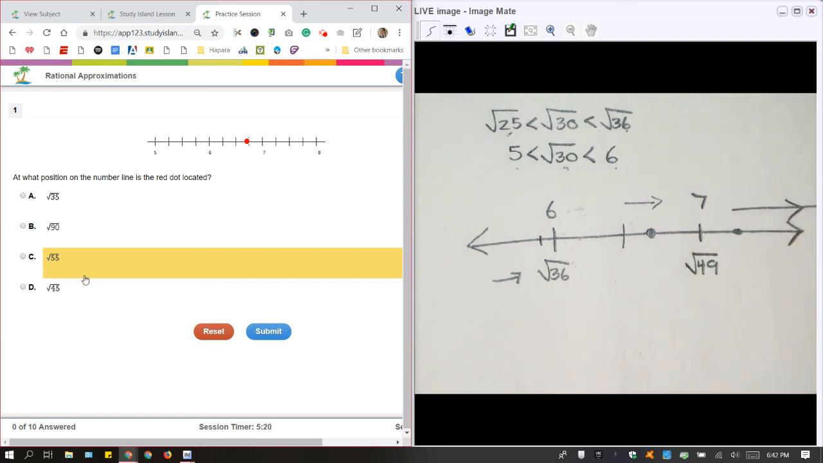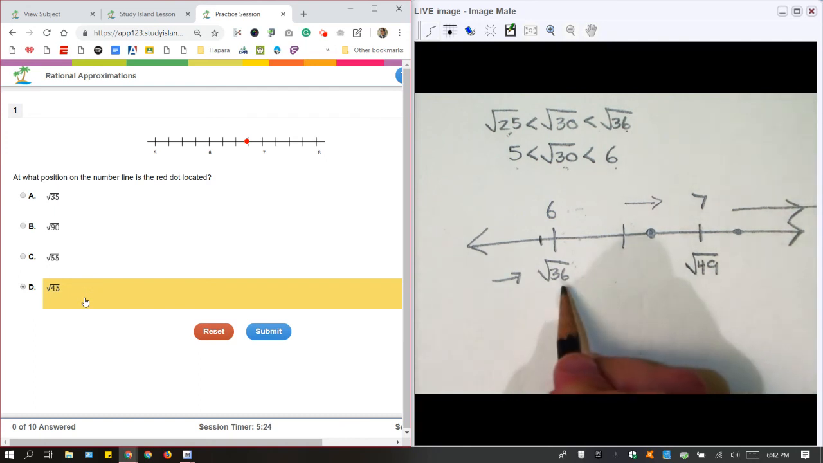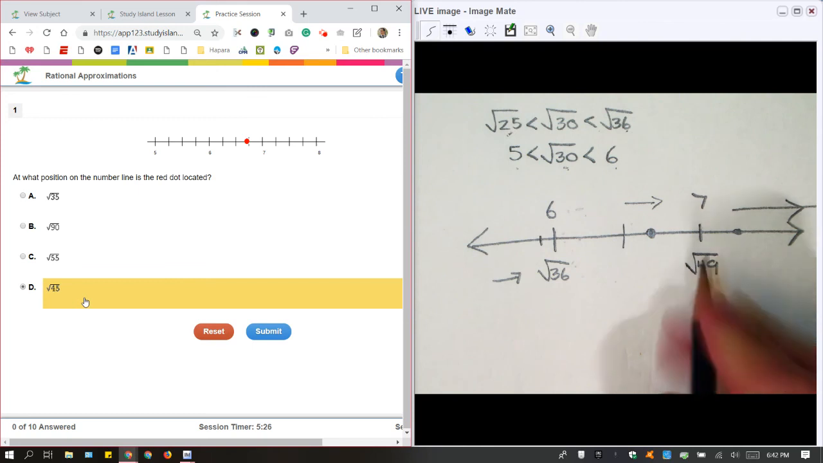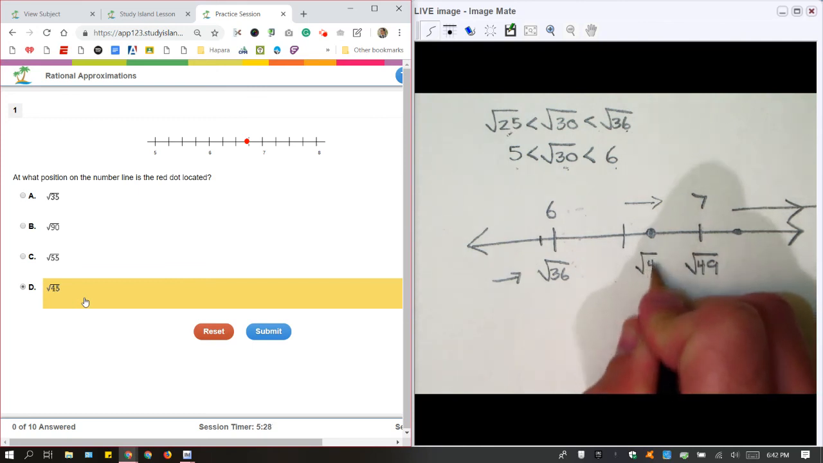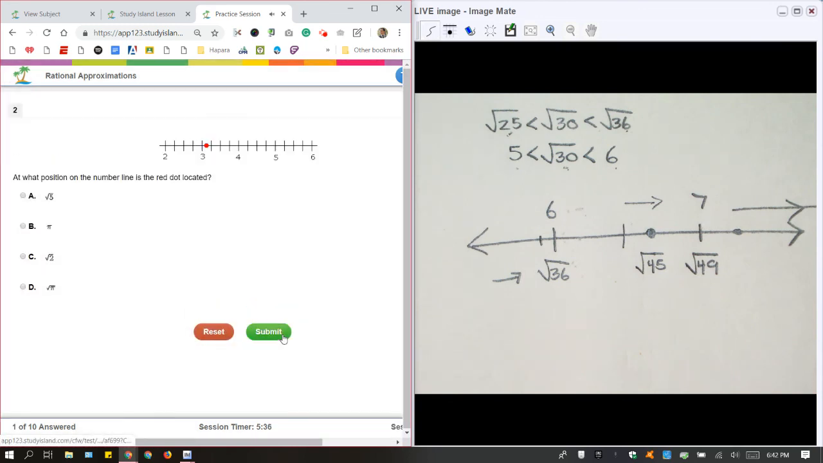So this is the only one, the square root of 45. It's the only number that's between the square root of 36 and the square root of 49, the square root of 45. So that's going to be our best guess as to what this is. That's our answer for that problem.